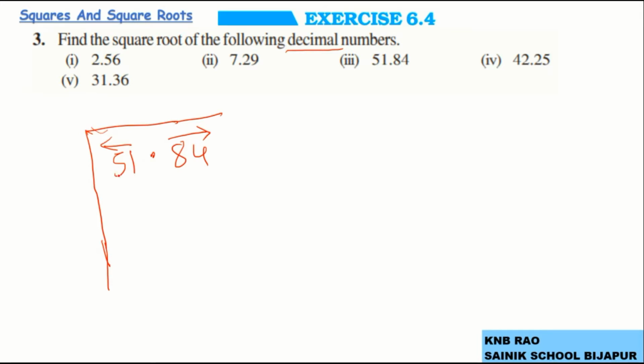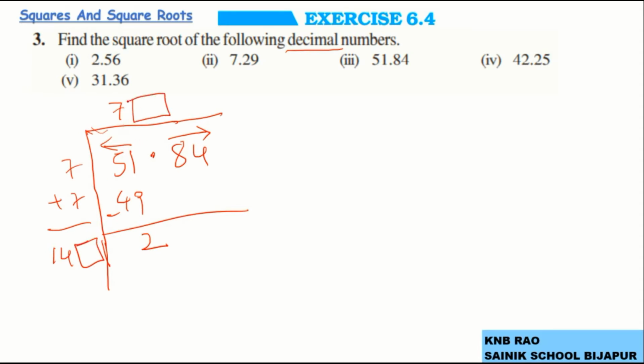Here the leftmost pair is 51, which is close to 49, since 7 sevens are 49, a perfect square. So the difference is 2. We subtract that product from the leftmost pair, and what we added above, we have to add below: 7 plus 7 gives 14. Now we have to make a guess for the next digit of the quotient.